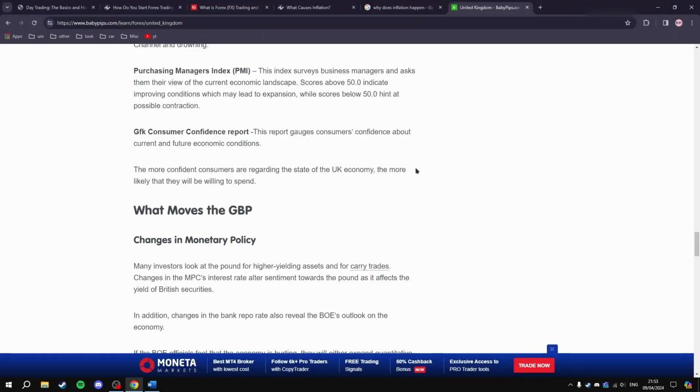This index surveys business managers and asks them their view of the current economic landscape. Scores above 50 indicate improving conditions which may lead to expansion, while scores below 50 hint at possible contraction.